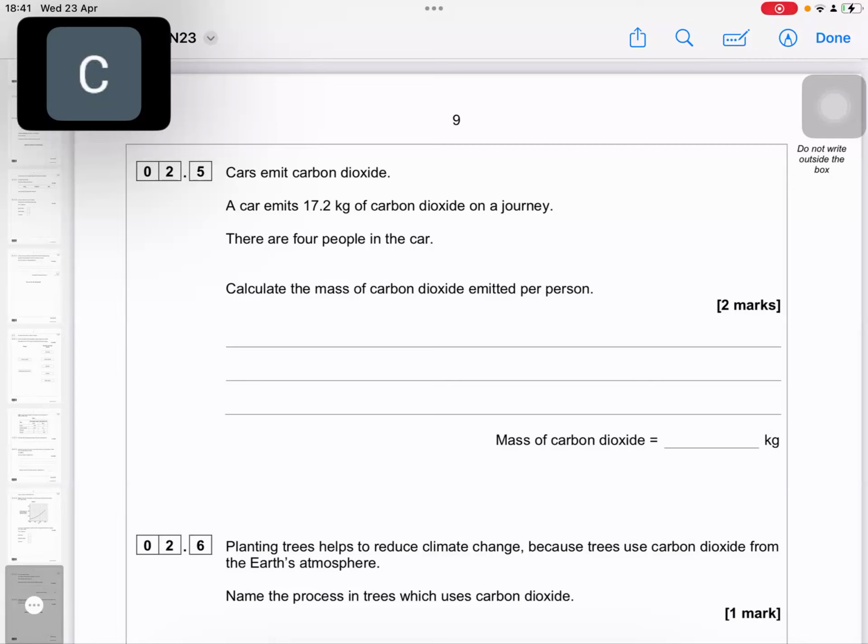Divided by 4. Yeah, divided by 4. So go ahead and do that. Let's see what you have. Okay, let's just do a mental calculation. 4 in 17 is 4, remainder 1, isn't it? Oh, okay, yeah. And then 4 in 12 is 3. So that's going to be 4.3 kilograms. So the mass emitted by one person would be 4.3 kilograms.